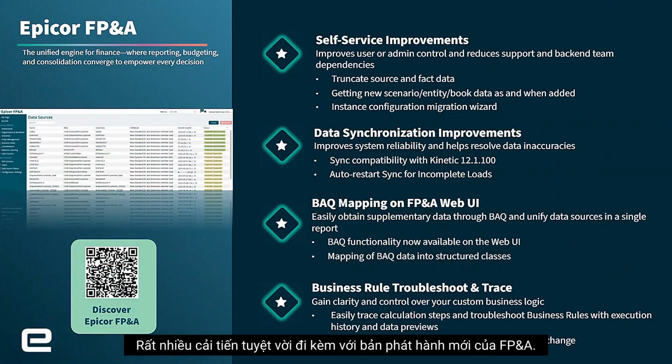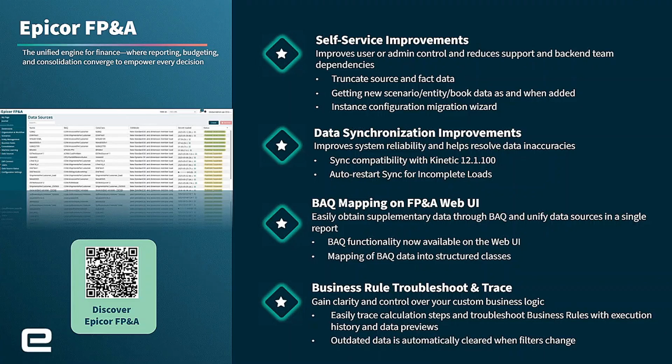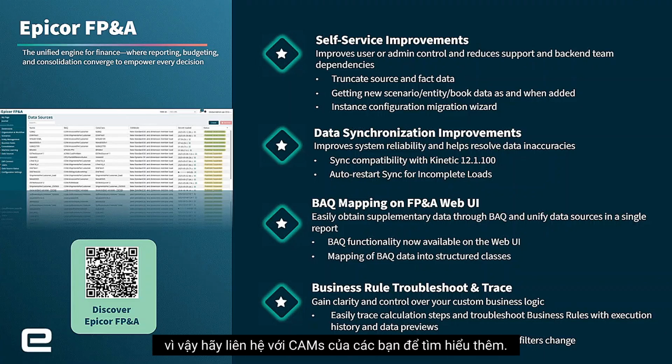So many great improvements coming with a new release of FP&A. The FP&A team has now improved self-service by providing user or admin controls, which reduce support and IT team dependencies. We've made significant improvements on data synchronization by adding a new auto restart feature that helps recover from incomplete data loads. A new and more powerful BAQ mapping capability on the web UI is also now available. There was so much more to the enhancements, so please reach out to your CAM to learn more.